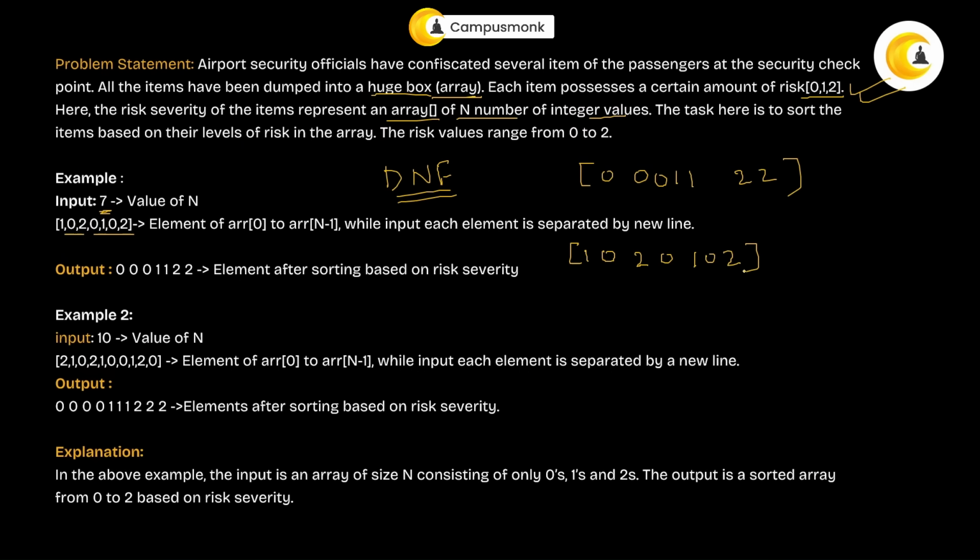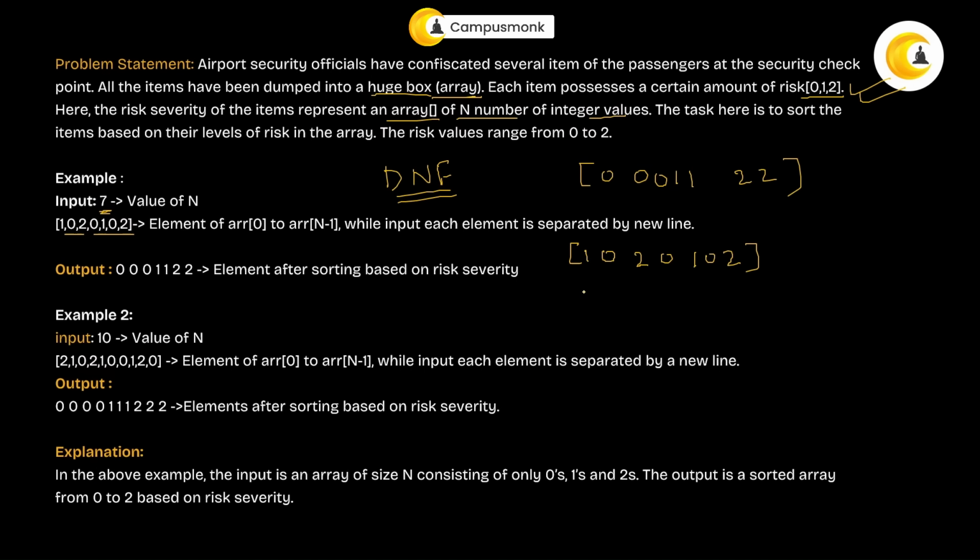Correct? Now, what you have to do is simply count, right? You have to count how many zeros are there. That is 3. How many ones are there? That is 2. And how many twos are there? That is 2 again. Correct? And simply treat them in the same way. So what is the easiest option? Just count the occurrences of 0, 1, and 2 and then reconstruct the array. Since there are only three possible values, you don't have to do any fancy sorting.